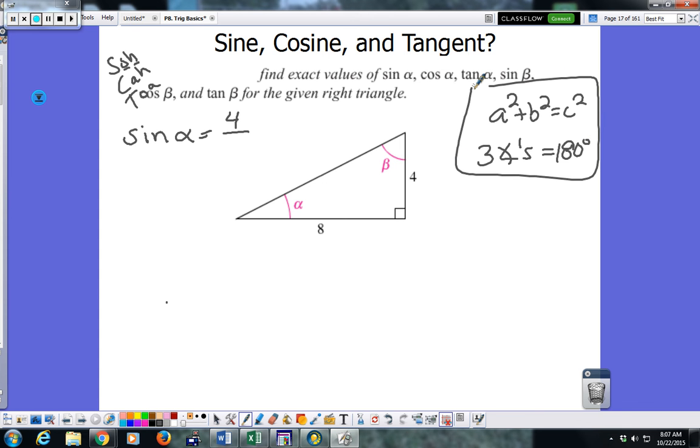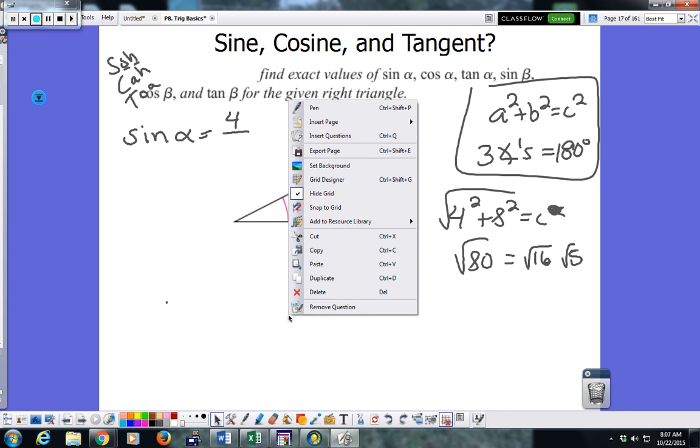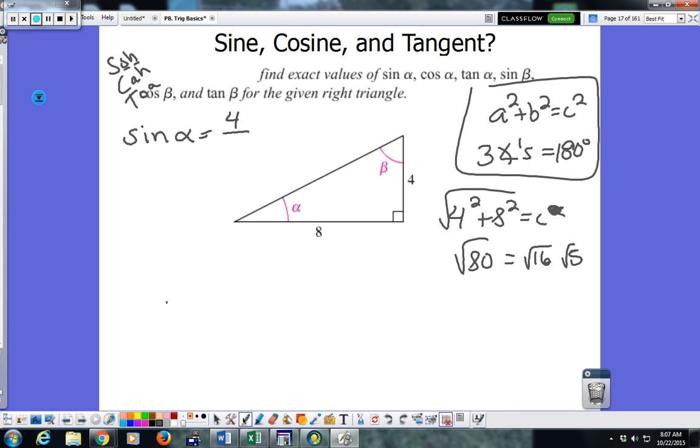So you have 4 squared plus 8 squared equals C squared. To get rid of a square, I go ahead and square root the whole side. So you have the square root of 4 squared plus 8 squared, which is 16 plus 64, that's the square root of 80. Which can be split into root 16 times root 5, which is 4 root 5. So now, sine of alpha is 4 over 4 root 5.